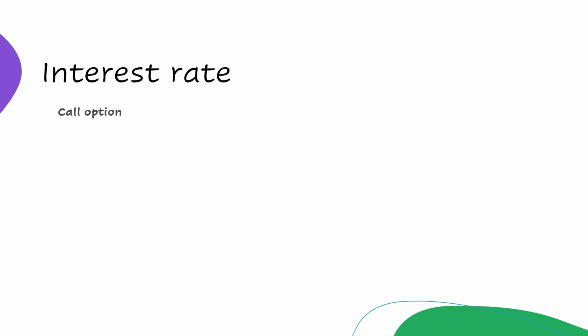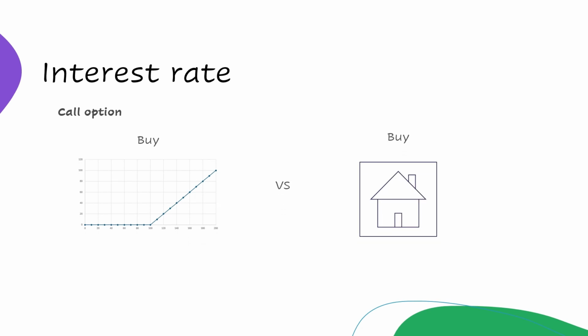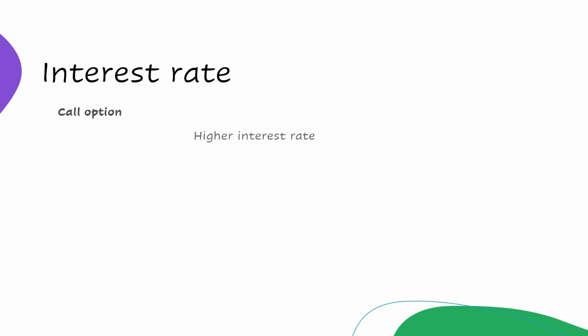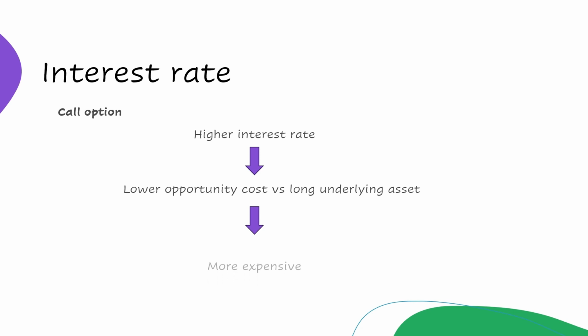Next parameter is interest rate. For call option, if we compare buying a call versus buying the underlying asset, call buyer needs to spend less money as call price is usually smaller than the underlying asset's price. As a result, call buyer can earn risk-free interest on spare cash. Higher interest rate induces lower opportunity cost versus long underlying asset. Thus, the more expensive the call option is.